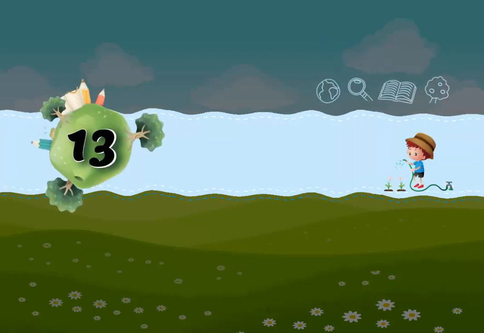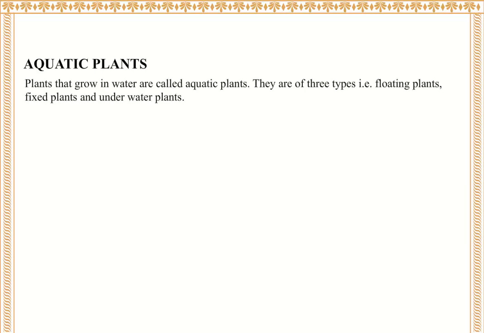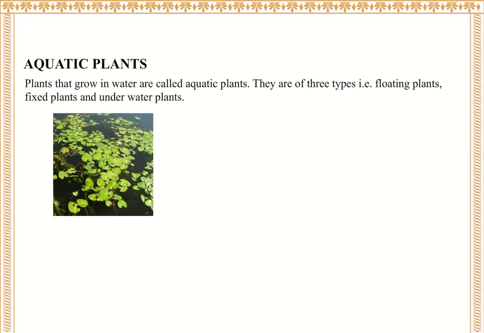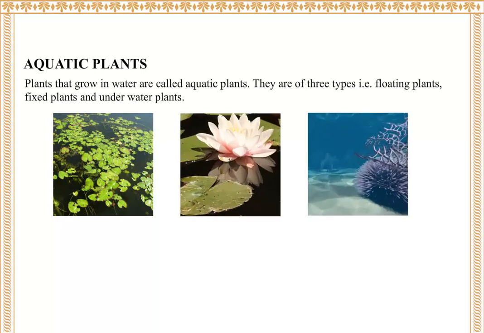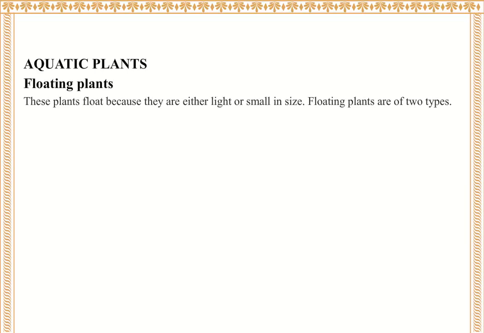Chapter 13. Aquatic Life. Aquatic plants. Plants that grow in water are called aquatic plants. They are of three types, that is, floating plants, fixed plants, and underwater plants. Floating plants. These plants float because they are either light or small in size.